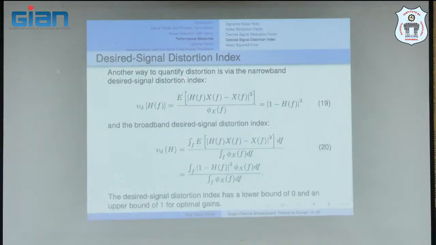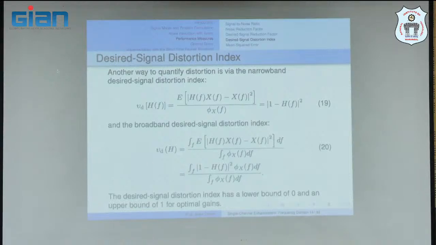Okay, so the desired signal distortion index means how X filter desired is different from X. And we normalize it. So we take this difference, X filter desired minus X, we take the magnitude squared and expectation, and we normalize it by the variance of X. So we see that for the narrowband distortion index, it looks like that. It's 1 minus H magnitude squared.